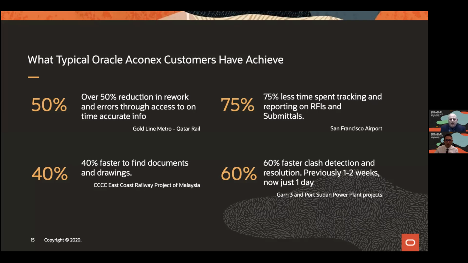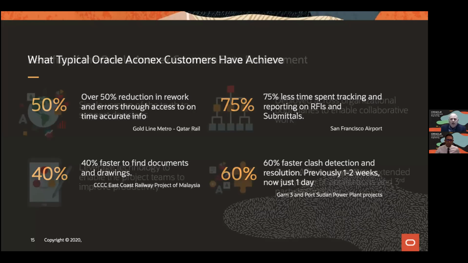And then of course, clash detection. Although Oracle Aconex does not do clash detection, it actually integrates with tools like Navisworks or Solibri to be able to resolve the clashes identified, to manage the issues amongst the entire team. And if you look at even the Port of Sudan power projects, 60% faster resolution in terms of clashes. That is a fantastic return on investment in terms of time spent. And of course, because this is a cloud platform, people can work from remote locations in resolving those clashes.